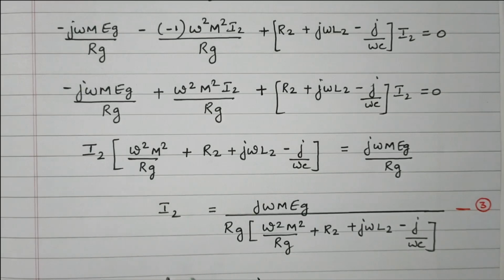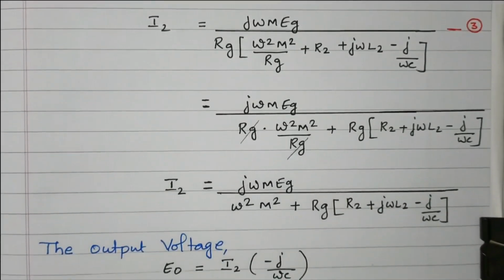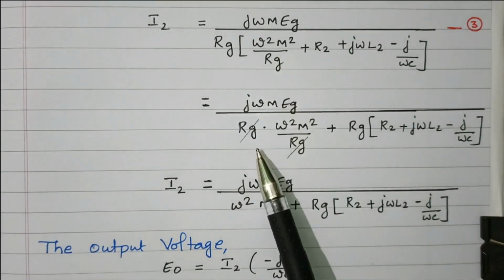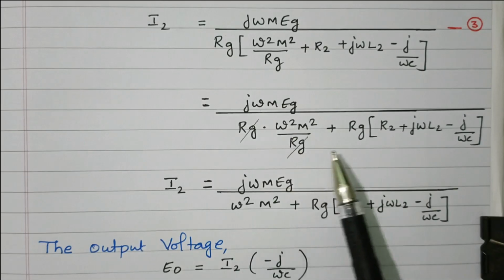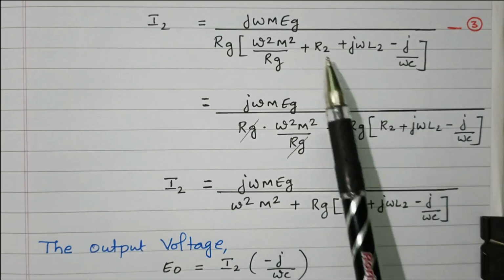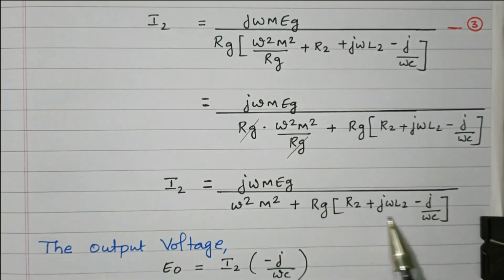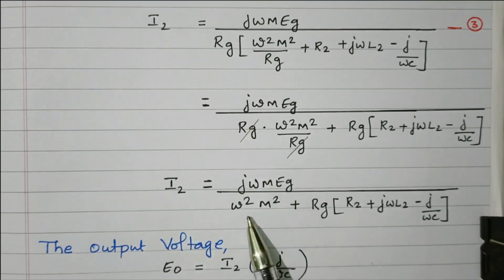From equation 1 we got the expression for I1. From equation 2 we got the expression for I2. Right. Now we'll go for the further simplification. So this Rg is multiplied inside, so that this Rg got cancelled. Plus Rg into this term. This term is available. So what happened? Omega square plus M square and this term. Right. So we got the I2 value, further simplified, and we got the expression for I2.